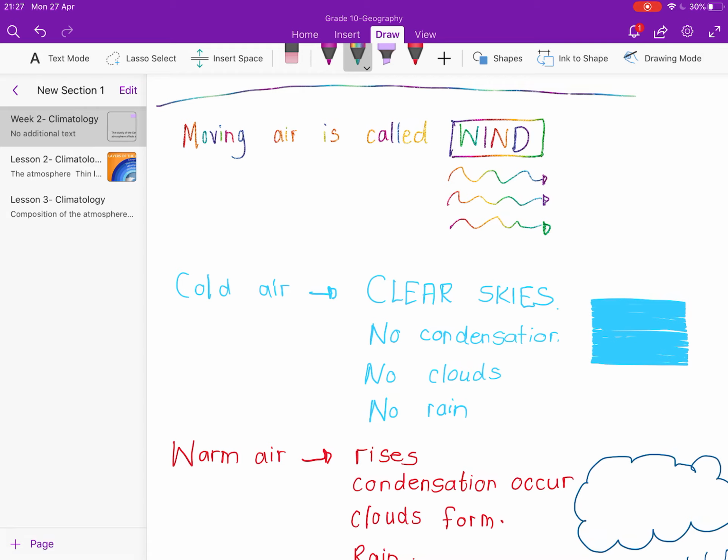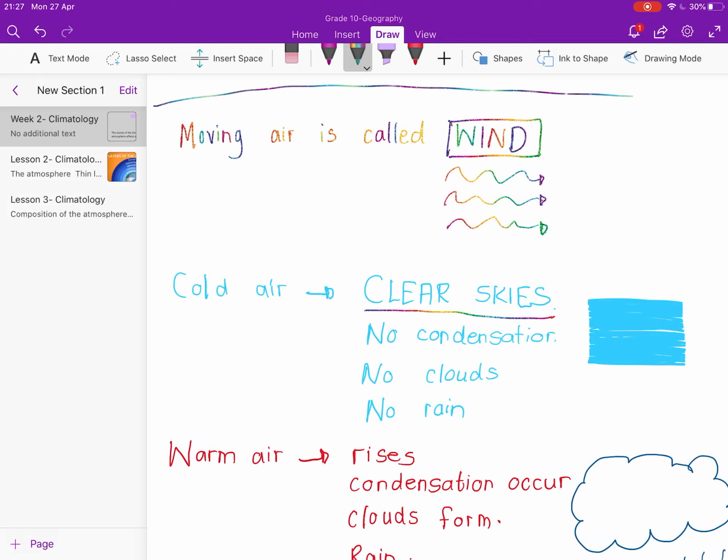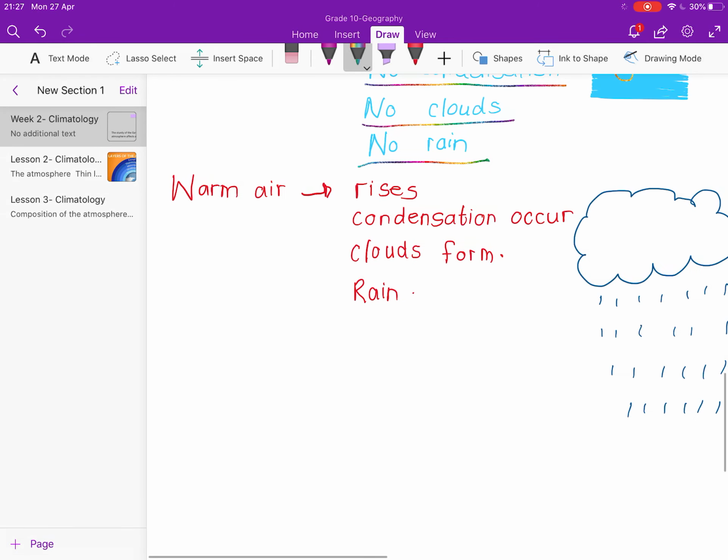Okay, so when we look at the warm air and the cold air, we can see what kind of weather conditions it would bring along. When we look at cold air, it brings clear skies, no condensation that occurs. If there's no condensation, there can't be any clouds, and without clouds, there's no rain. So you have clear blue skies, and everybody loves these kind of days.